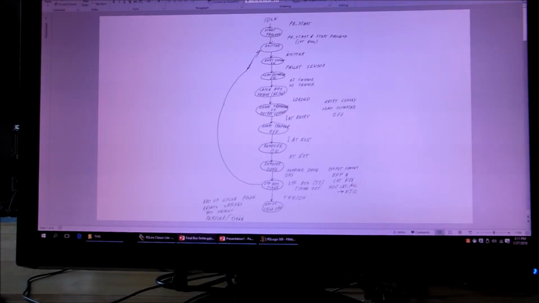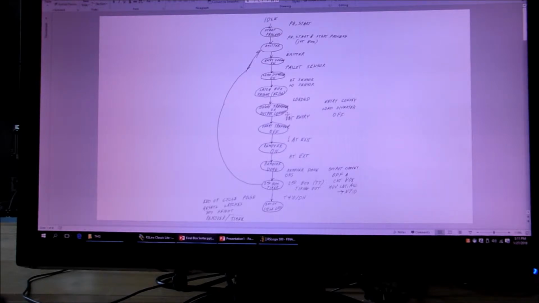We get the pallet sensor, and then we turn that load signal on, which pushes it all the way in there. Now the pallet sensor isn't coincident with the high and low sensor. Pallet goes first, then high and low. We latch in the height. When we get the loaded signal, then we turn on the output conveyor and the diverter, the thing that makes it go right or left, and we turn off the entry conveyor and the load signal.